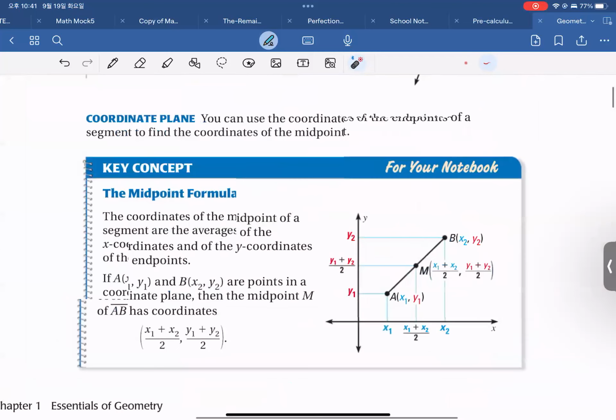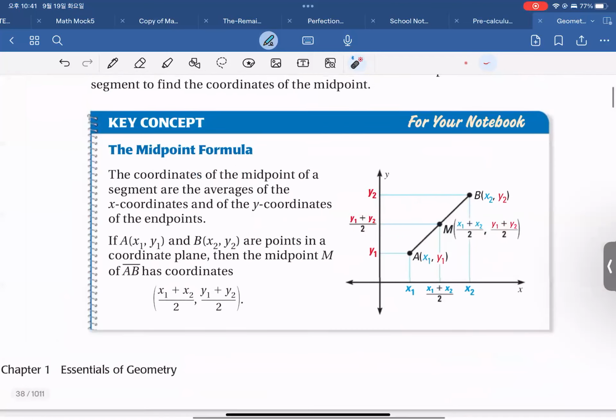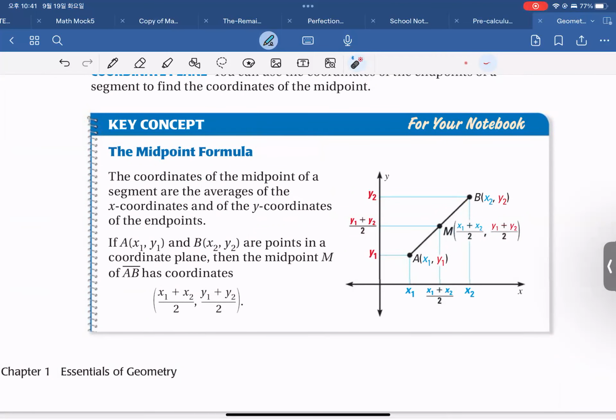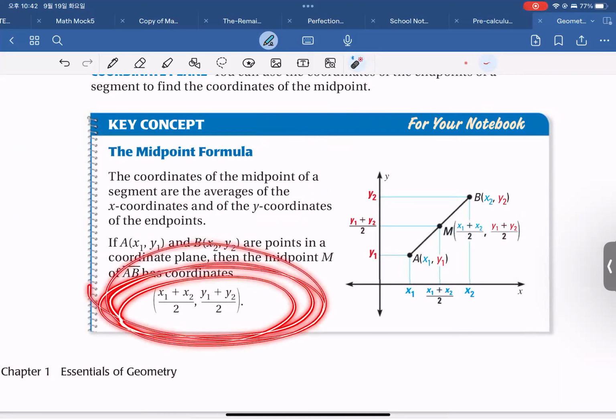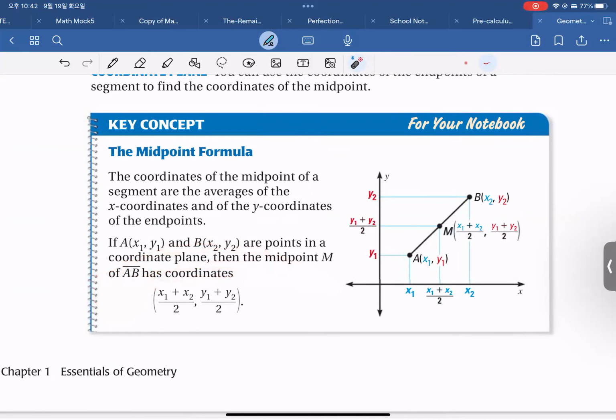This is something that comes up really often and is the base for when you apply the Pythagorean theorem later on in chapter 6 and so on. So this is quite an important concept. But the midpoint formula, you obviously have to memorize this or just know how it works. The coordinates of the midpoint of a segment are the averages of the x and y coordinates of the endpoints. So I think this already shows the formula pretty clearly.